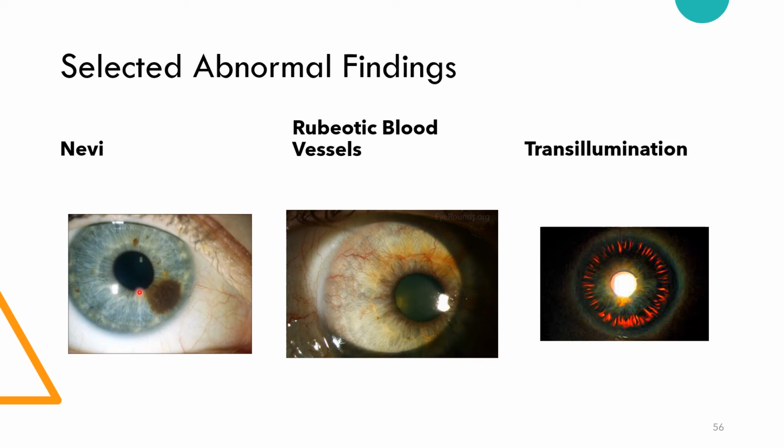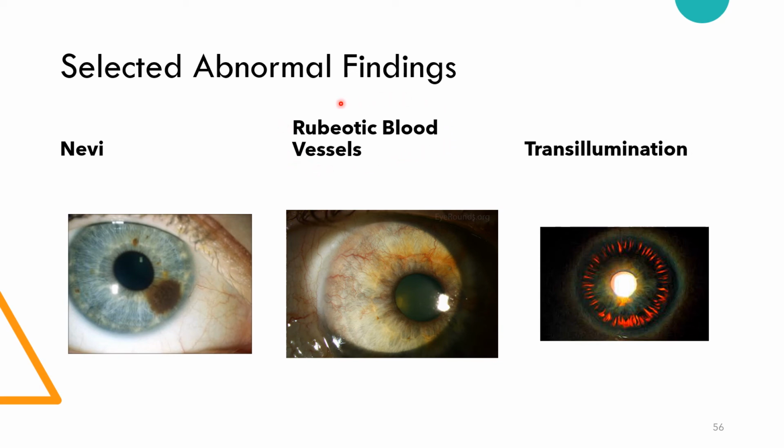On the picture all the way to the left, we see a nevi or a nevus. This is like a freckle that we get on our skin. People can get them on any surface of their eye, and it's something that we generally observe to ensure that it's not growing, it's not changing, and it's not becoming cancerous.